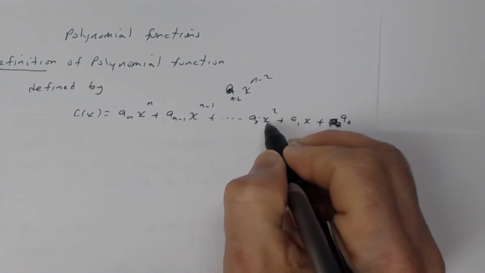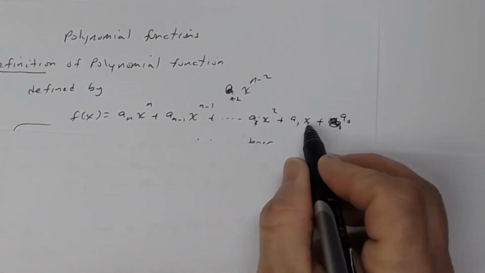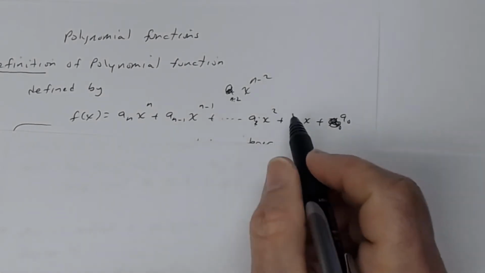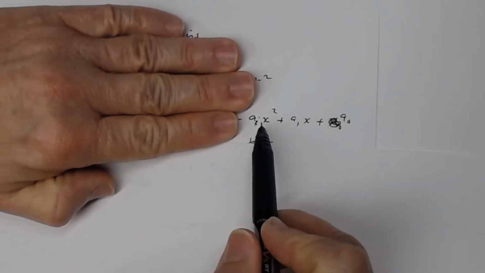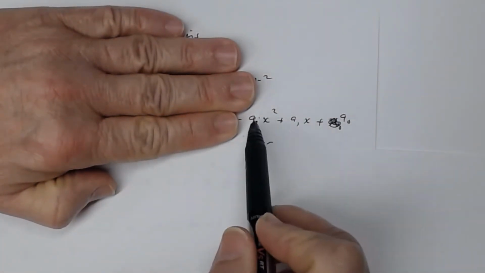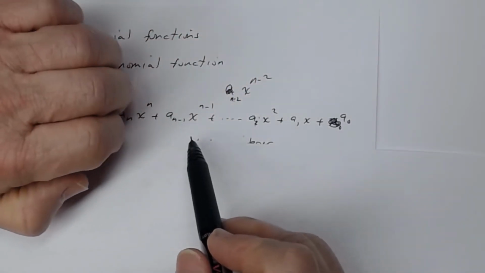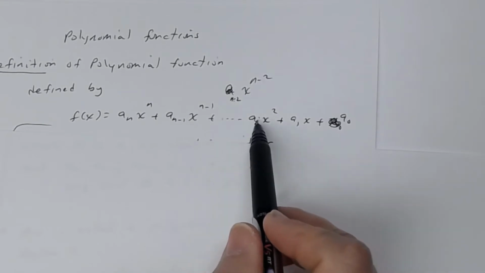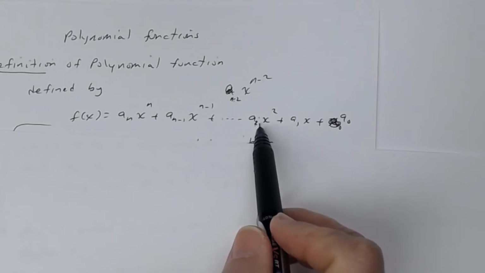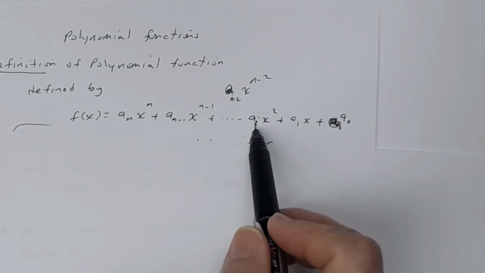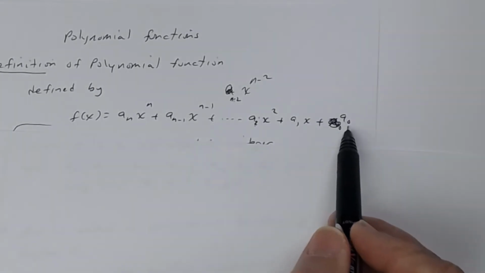And then plus a2x squared, plus a1x, plus your constant a sub 0. So remember, if I cover everything else, that's quadratic. Then the next one will be cubic, x cubed, and so on. Notice your exponent is 2, so the coefficient of the term x squared is a sub 2. The coefficient of the x term is a sub 1, and your constant is a sub 0.